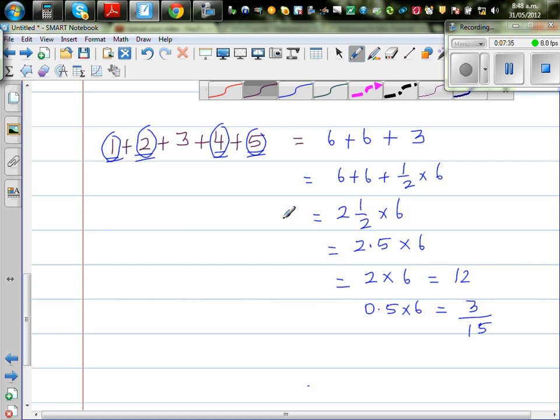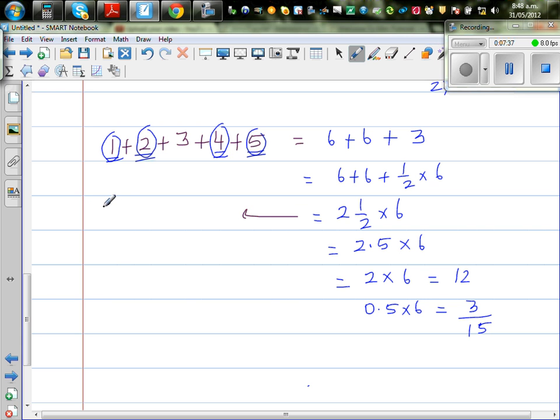Okay, so let me come back to this. 2.5 times 6 is what? 2.5 is 5 over 2, isn't it? 5 over 2 times 6. And that is nothing but 5 times 6 divided by 2. That will also give you the same answer. 5 times 6 is 30, divided by 2 is 15.